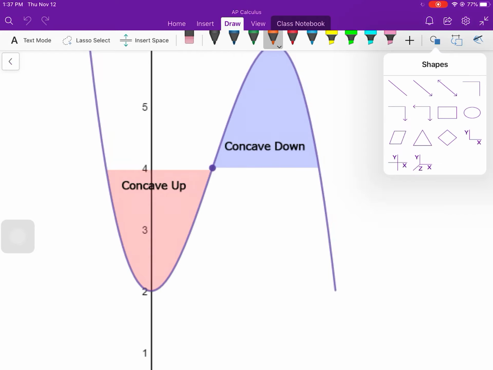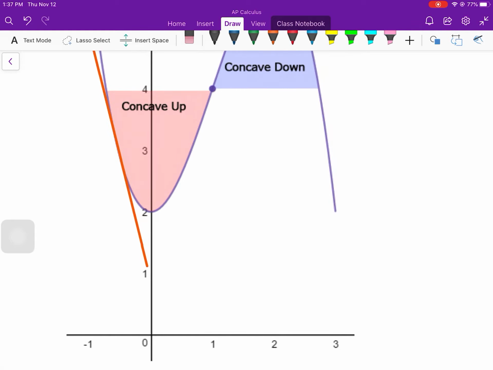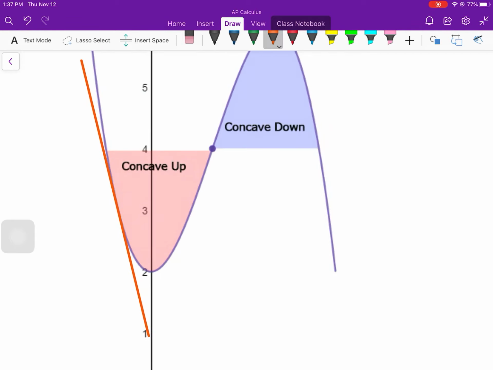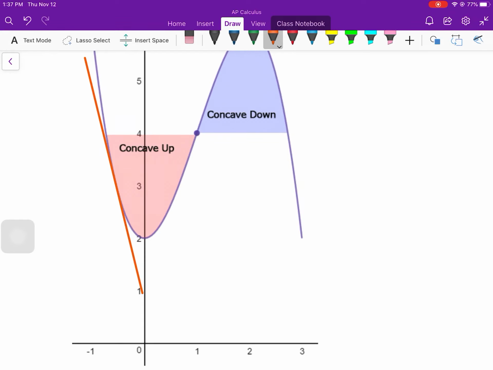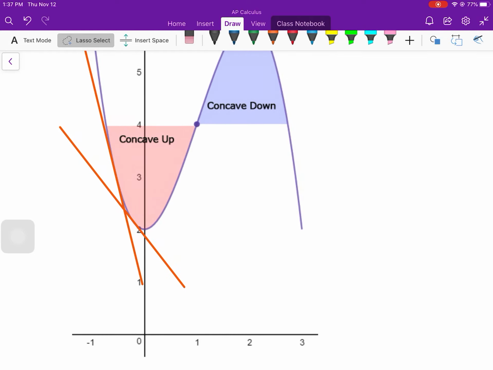So if I were to draw a tangent line, let's just say right here, and then I'm going to draw another tangent line. There, you could see the slopes are both negative. However, the slope of the second line I drew is a little less negative. It's a flatter curve. Flatter negative curve means a greater value.